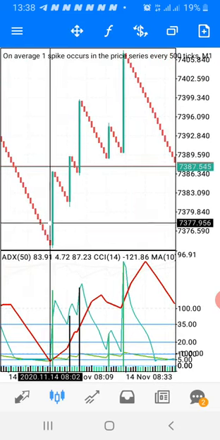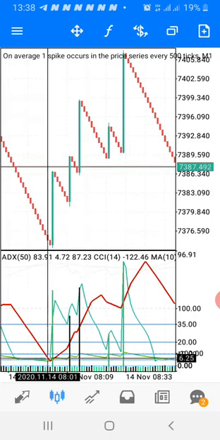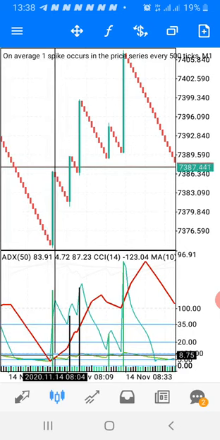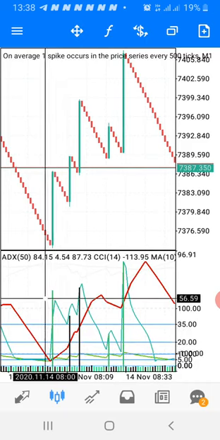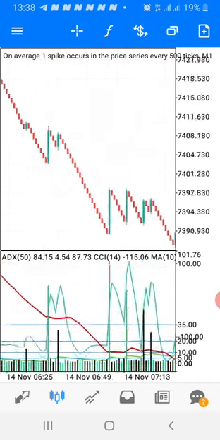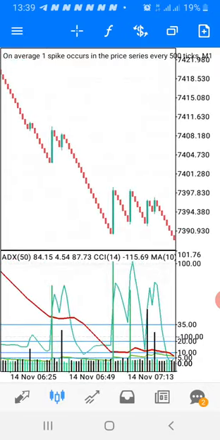Look at it, it crossed below, right? It crossed below from here, and look at the buy. It crossed below and look at the buy. You see, cross below, look at the buy. So that's it, that's how it works. Cross below, you buy at the oversold level.